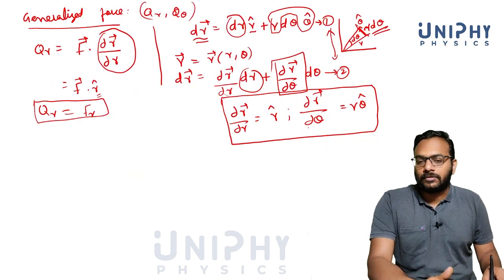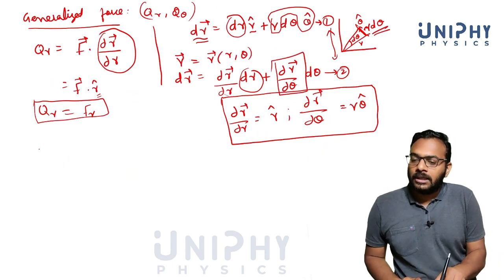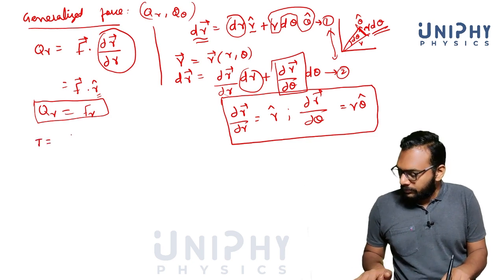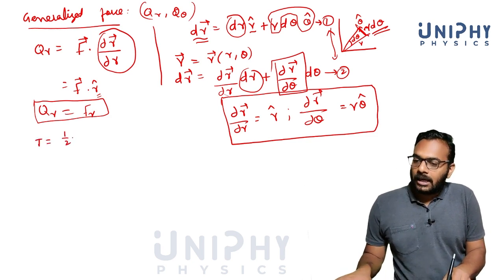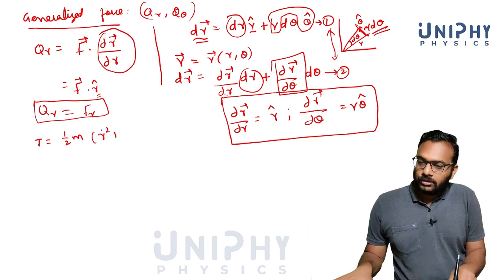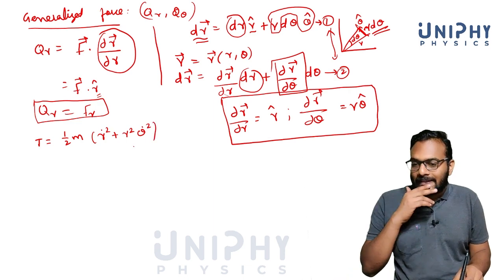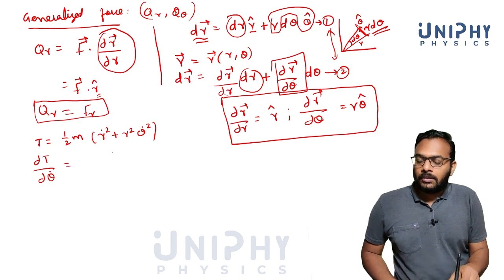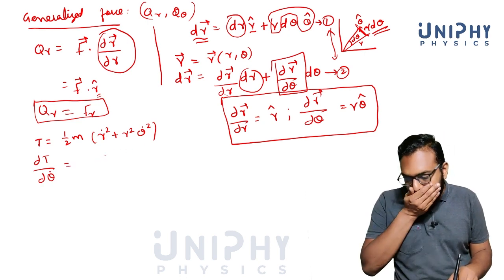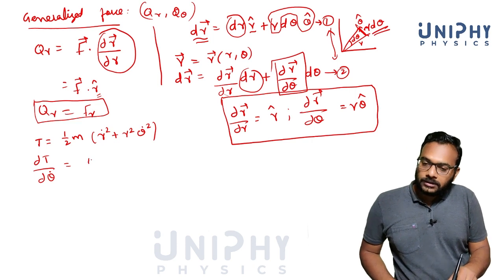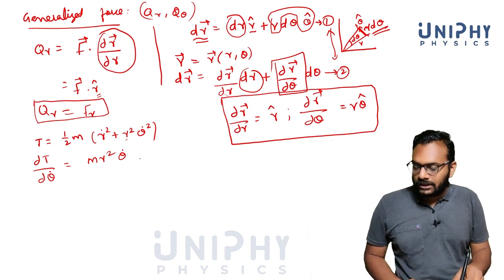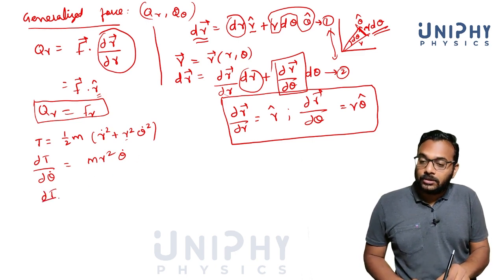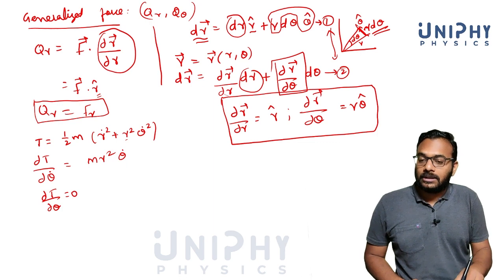Let's find the equation of motion for the coordinate theta. Okay. So we have got t is equal to, I'll just write it again here, half m r dot square plus r square theta dot square. Is that correct? Yes. Now what's dou t by dou theta dot? Dou t by dou theta dot here is m r square theta dot, right? And you see that in this case dou t by dou theta is equal to 0. There's no theta dependence here.